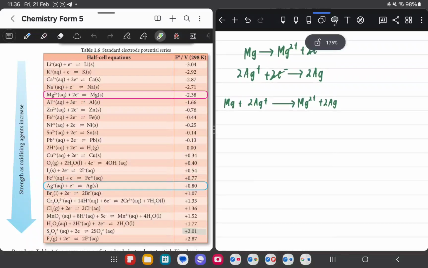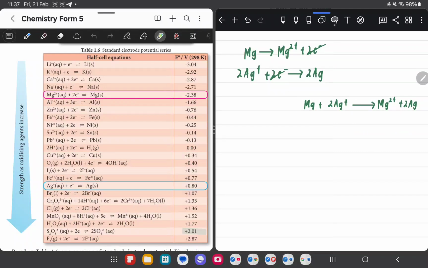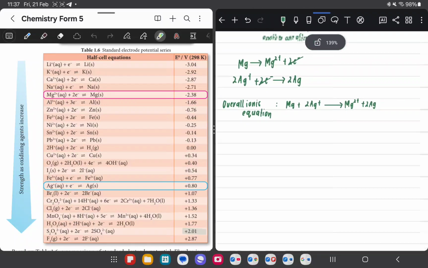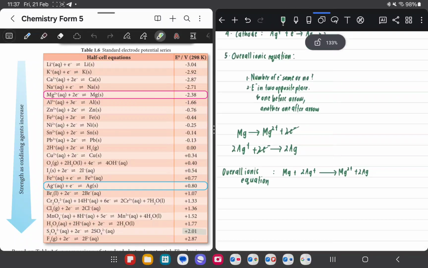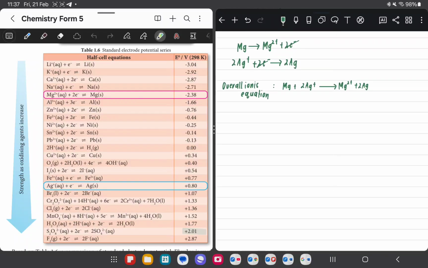Then your sixth step. What I prefer my students to do is write like this. I ask them to put the equation and then write overall ionic equation and then put a colon. So it would be good enough for you. This is your overall ionic equation, and you will get the next mark. After that only you will enter your cell notation part.